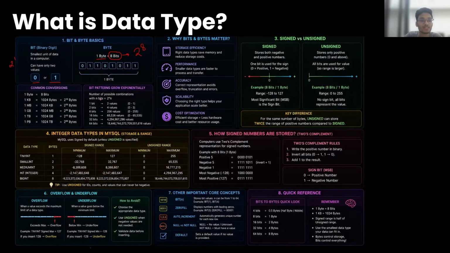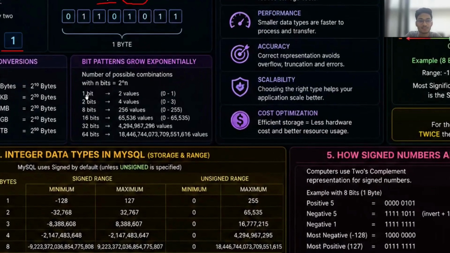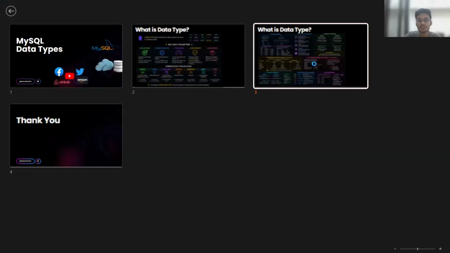So these are some common conversions. 8 bits is 1 byte. 1024 such bytes will give us 1 kilobyte. 1024 kilobytes will form 1 megabyte. 1024 megabytes will form 1 gigabyte, and so on. Then these are the pattern conversions: 1 bit, 2 values; 2 bits, 4 values; 8 bits, 256 values; 16 bits, 65,536 values, and so on. As you can notice, 2 values are 0, 1, and 256 values are from 0 to 255. This is the basic concept that everyone should know.